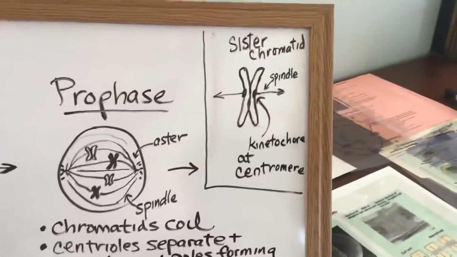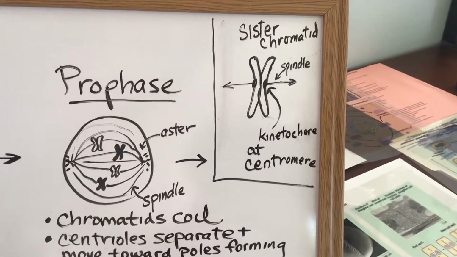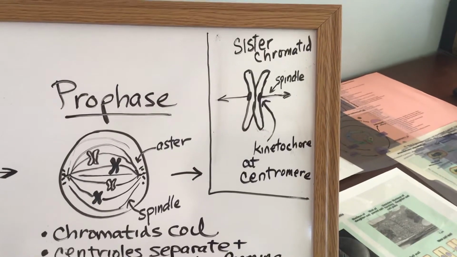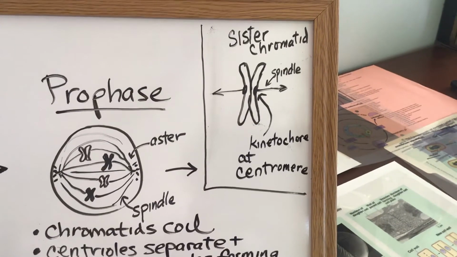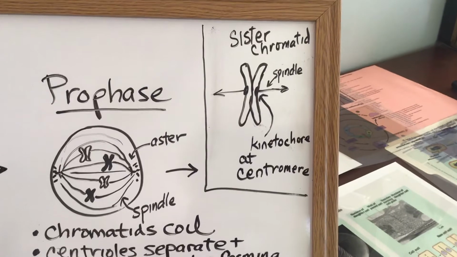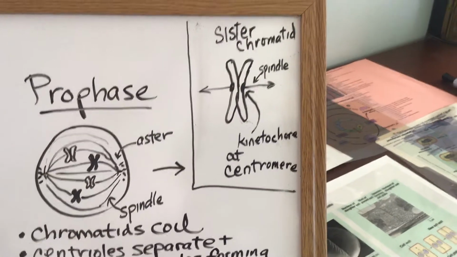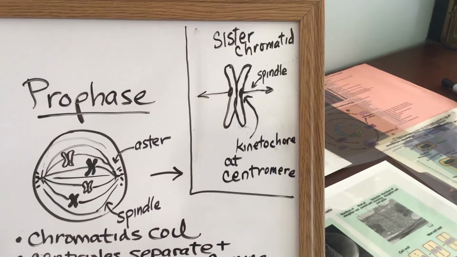Here's a little bigger view so you can kind of see, one sister chromatid would have the spindle attached, one to one side, one to the other. And they're attached at an area called the kinetochore. It's actually a disc-like structure that allows the spindle to attach, and this disc-like structure is associated with the centromere, or the central location where the two sister chromatids are attached.